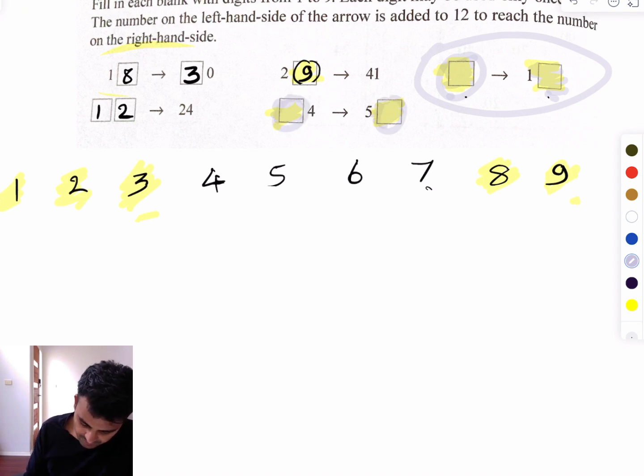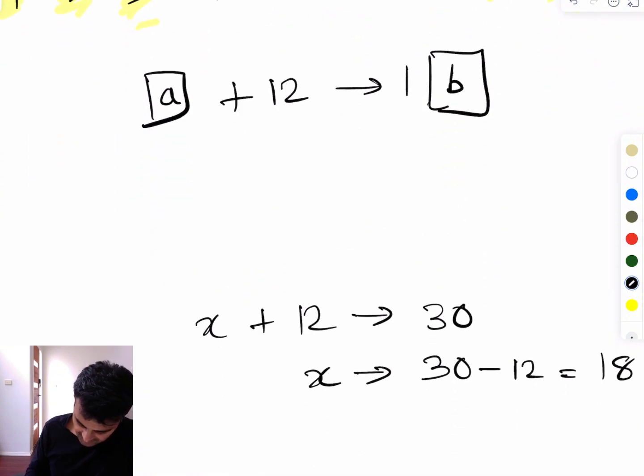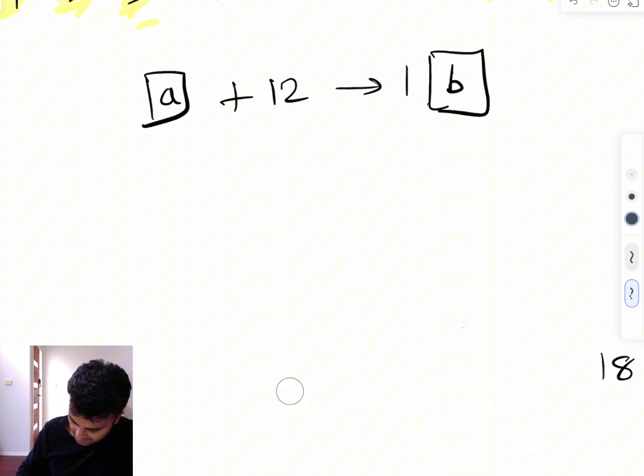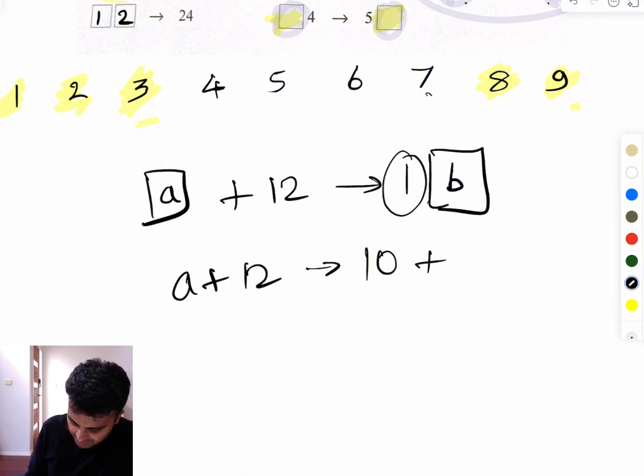Let's see. Now, box plus 12 equal to 1 box. Okay. Let's see. How do we go about it? So let's say this is A and this is B. Let's clean this up a bit. A plus 12 equal to, now this 1 is in the tens place, so it's actually 10 plus B.